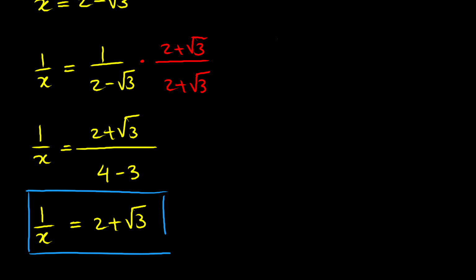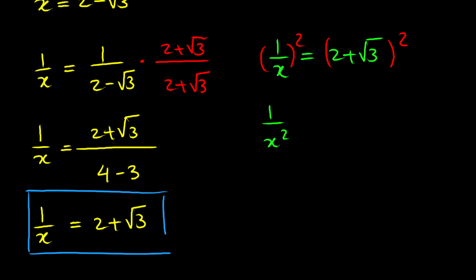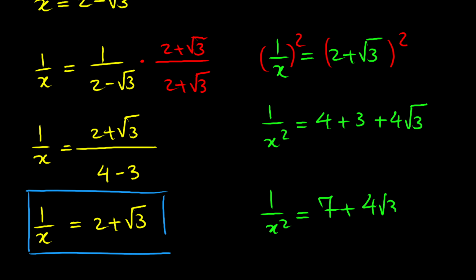Now notice that we know that 1 over x is 2 plus root 3. So I can go ahead and square both sides. And if I do so, I'm going to have 1 over x squared equals 4 plus 3 plus 4 times root 3, which means that 1 over x squared is going to equal 7 plus 4 times square root of 3.